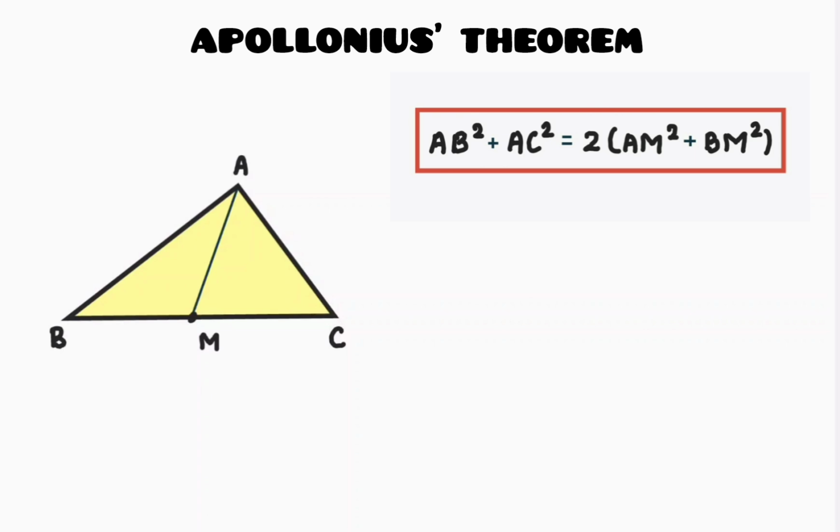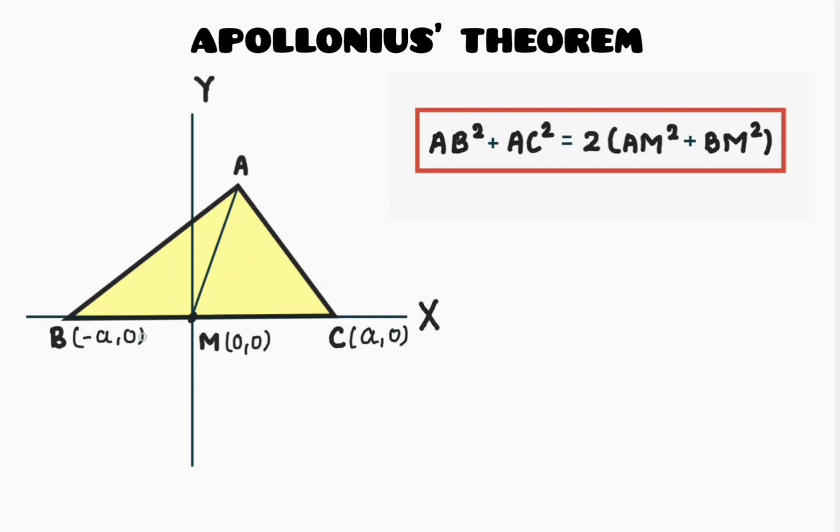For clear understanding, we will use a Cartesian plane with vertical axis as y and horizontal axis as x. Midpoint M is also the origin. Take coordinates of C as a and 0. This automatically makes coordinates of B minus a and 0. For A, let's take coordinates as x and y. Length of MC becomes a. Similarly, length of MB also becomes a.